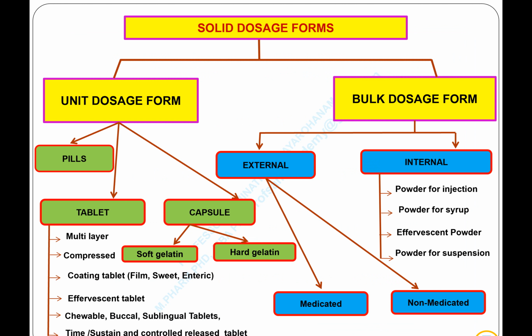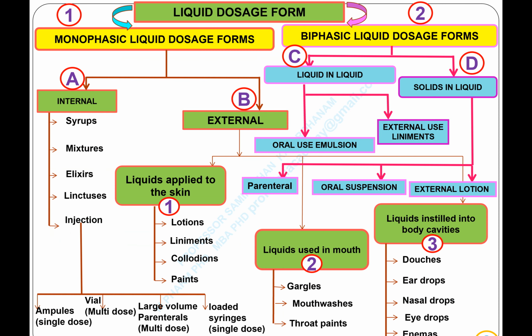Bulk dosage form may be divided into external and internal use dosage forms. External bulk dosage forms are medicated and non-medicated. Internal bulk dosage forms are further divided into powder for injection, powder for syrup, effervescent powder, powder for suspension. Next slide. Liquid dosage forms are further classified into 1.